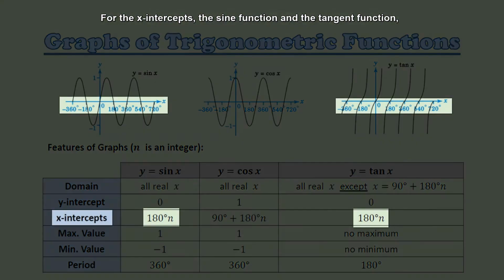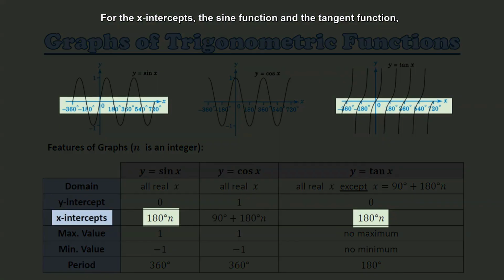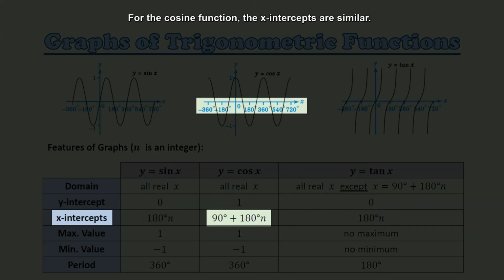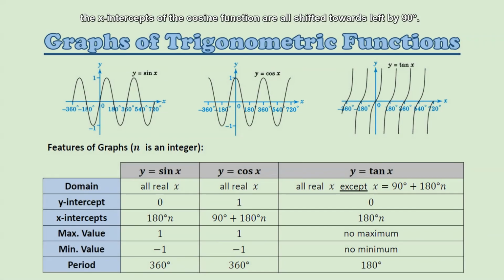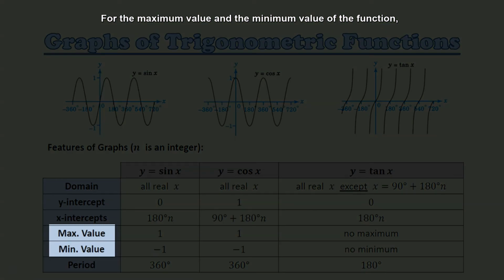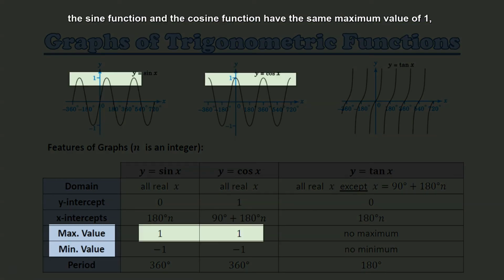For the x-intercepts, the sine function and the tangent function again have the same x-intercepts. For the cosine function, the x-intercepts are similar. Compared with the sine function and the tangent function, the x-intercepts of the cosine function are all shifted towards the left by 90 degrees.